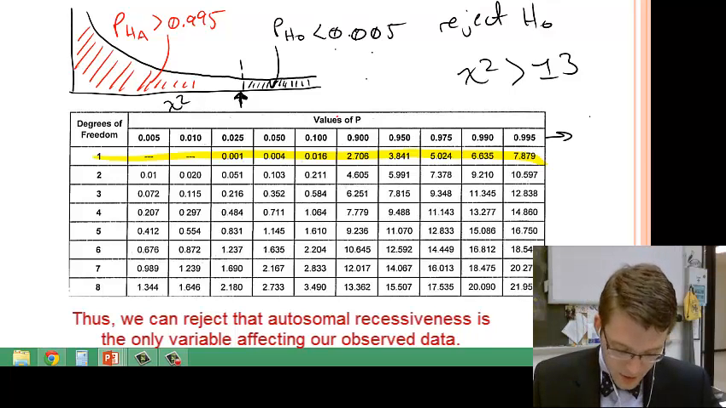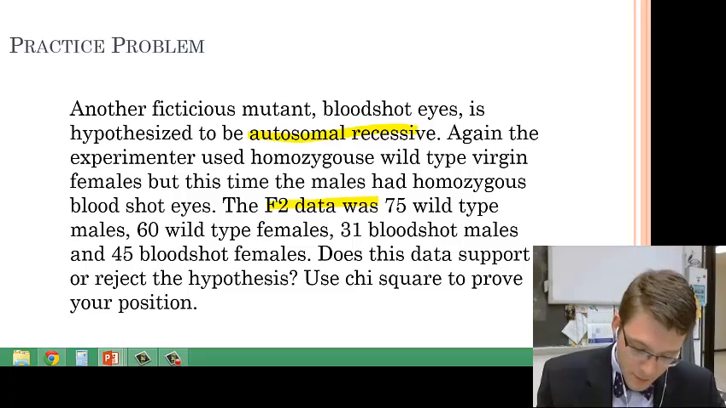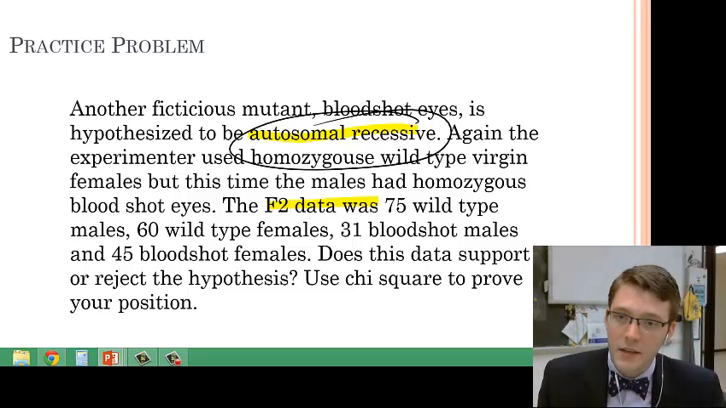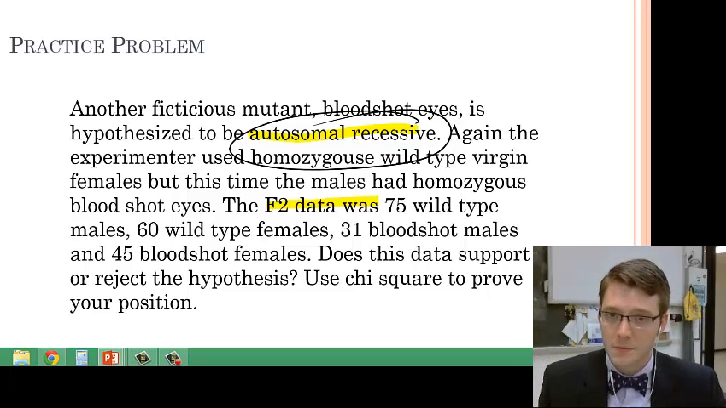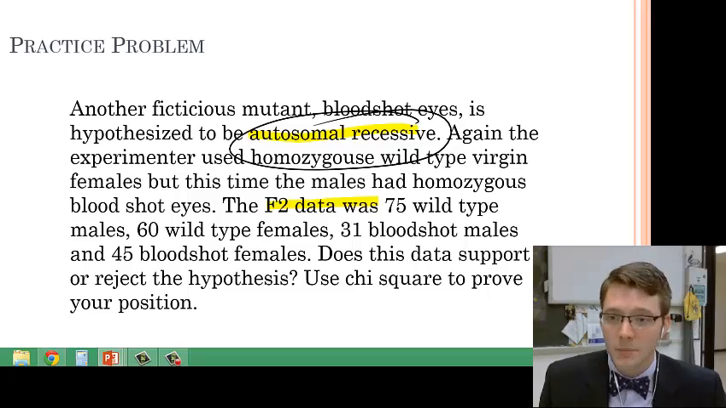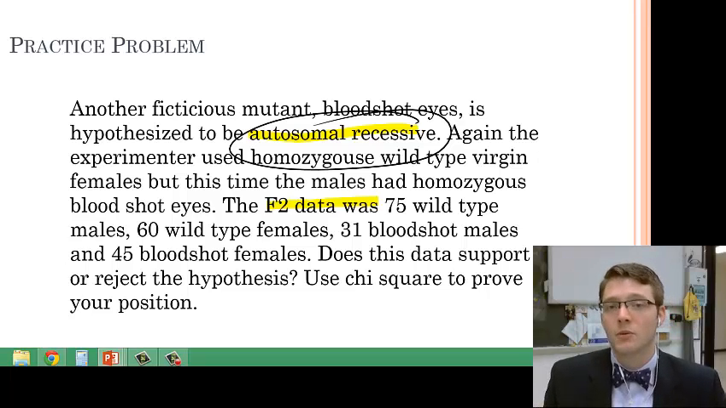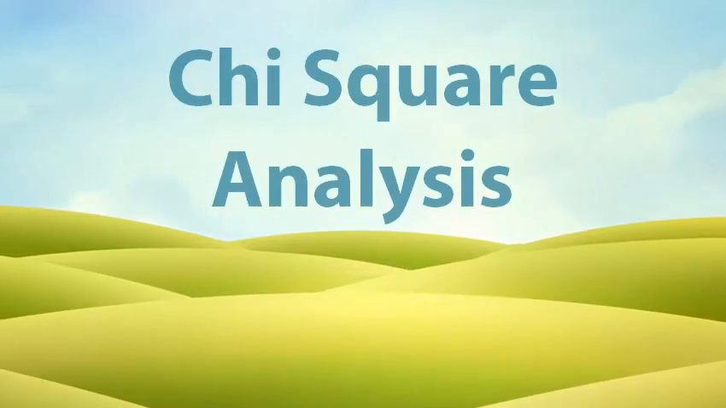And the h naught in this case is the hypothesis against which we are comparing our data. And that hypothesis is that this data set is due to autosomal recessiveness. Because the data set deviates so significantly from autosomal recessiveness, we can thereby determine that the null hypothesis, that this is simple autosomal recessiveness, is not correct.